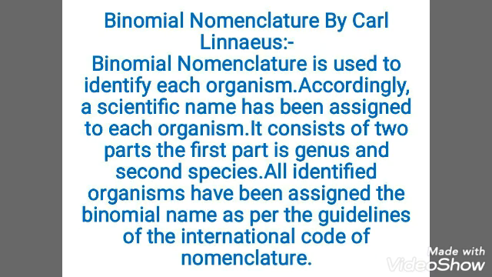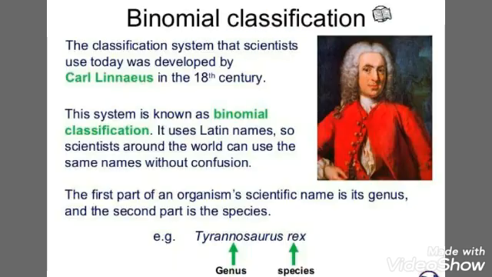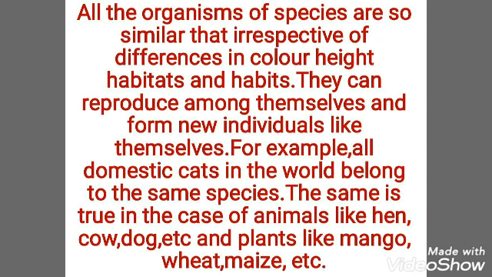Carl Linnaeus, the father of taxonomy, who represented the binomial nomenclature. Binomial nomenclature by Carl Linnaeus. Binomial nomenclature is a two-part naming system of the identified organisms. The first name is the genus and the second name is the species. Depending upon the basic similarities and the differences, the organisms are given two names, the genus and the species.